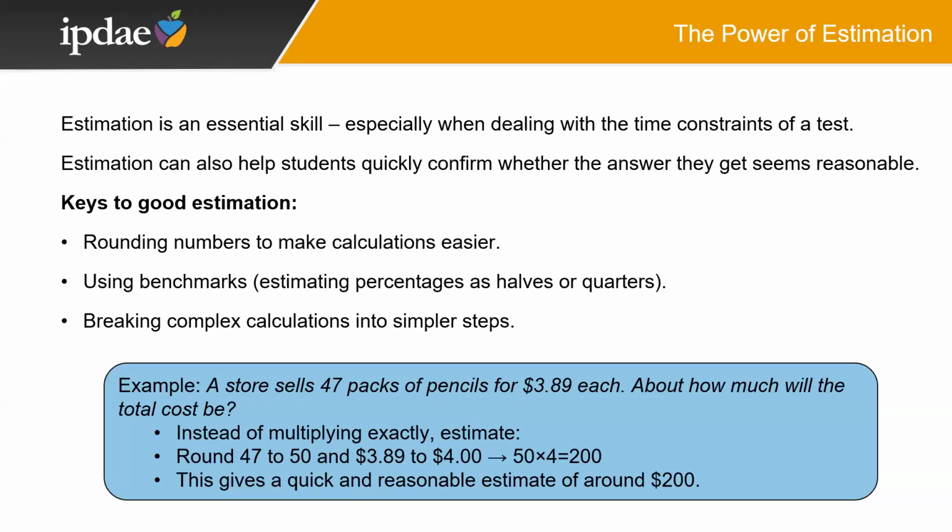Right? So for good estimation, the first step you want to take and encourage your students with would be rounding numbers to make calculations easier, right? And looking at the example below, we have a store that sells 47 packs of pencils for $3.89 each. How much will the total cost be, right? Well, I could multiply that out, but it's going to take more time than if I estimated it.